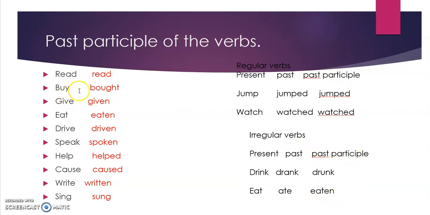For example, in this case, buy is an irregular verb. What is the past participle of buy? Of buy, bought. The past participle of give, given. Drive, driven. Speak, spoken. In this case, write, written. Sing, sung. Yes?